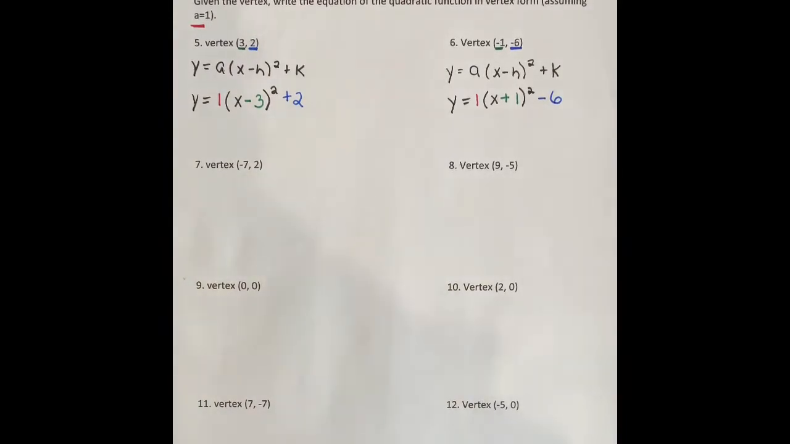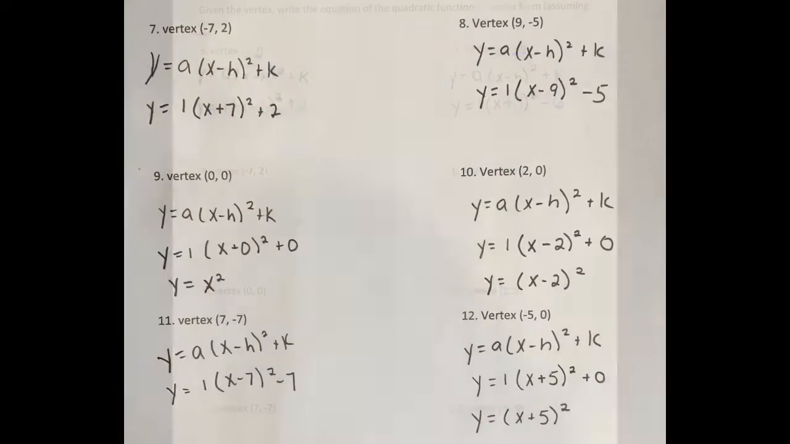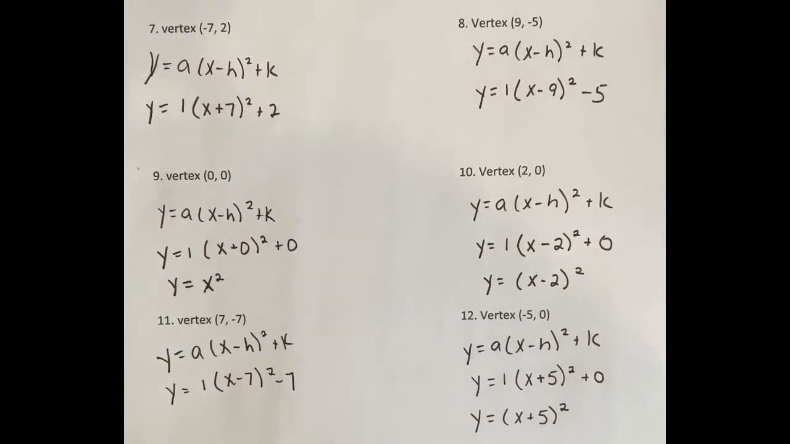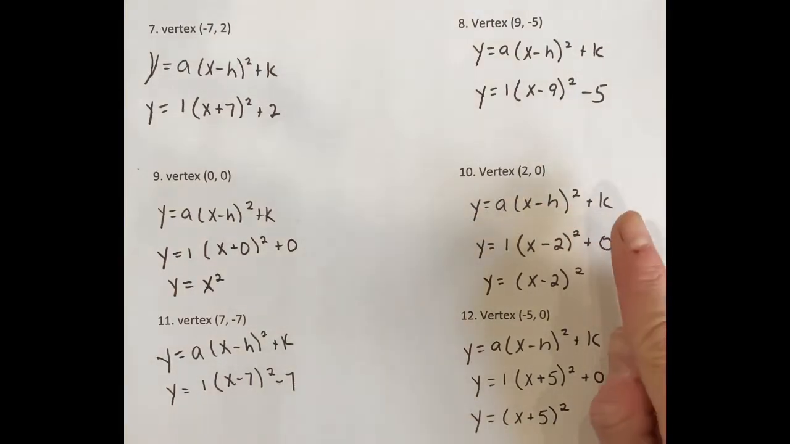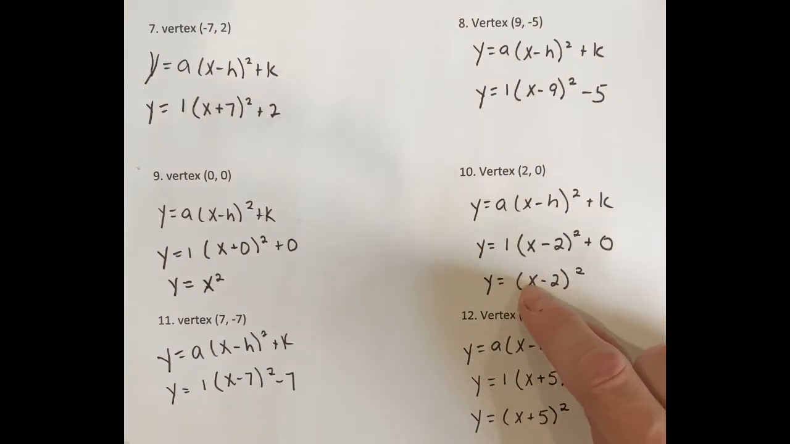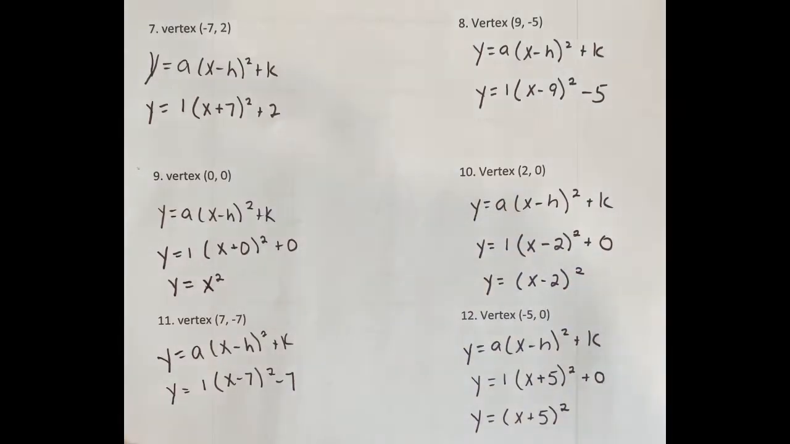All right, so I want you to pause this, take a couple minutes, and try to answer the rest of these examples. So take a minute here to check your answers. I want you to look at question number 9. In question number 9, your vertex is 0, 0. So that means you're adding 0 to your x squared, and you're adding 0 on the outside. So when you simplify, you just get x squared here. If you look at number 10, your k value is 0, so you're adding nothing. So you could just simplify to (x minus 2) squared.